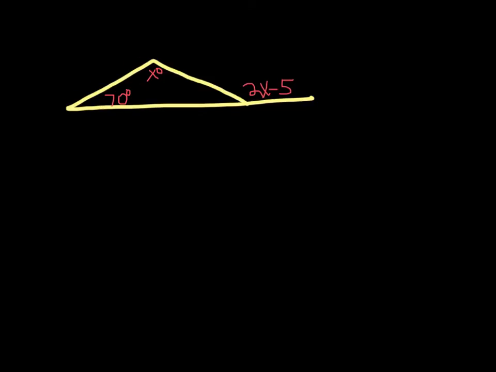Okay, so let's take a look and see if we can apply the exterior angle theorem. If we want to find the angle measure here, if we want to find out what angle x is, can we do that? I think so, because our exterior angle, 2x minus 5, has to equal the sum, which means we're going to be adding, the two remote interior angles, which is going to be 70 and x. Okay, so we're going to set that equal to each other and solve for x.